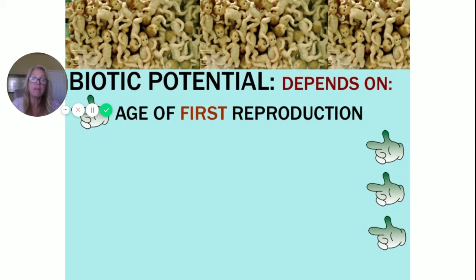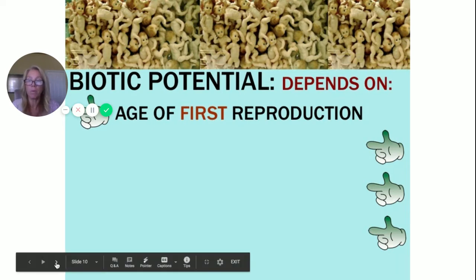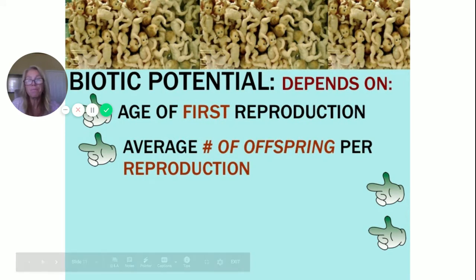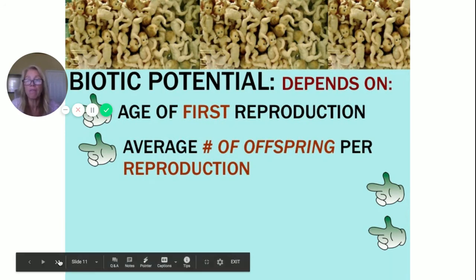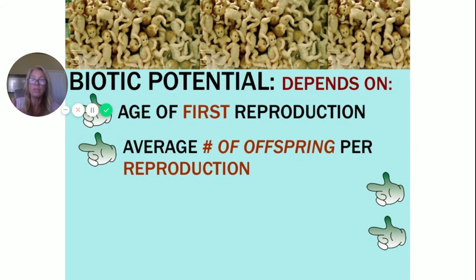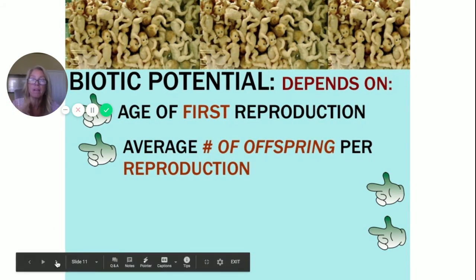Now, technically, by the time you go through puberty at whatever age that is, 12, 13, 14, you could start making more offspring, right? Some organisms, butterflies, literally they're coming out of the cocoon and they immediately start reproducing. So when is the first time you reproduce? At what age? This is how you determine biotic potential. Number 2, the average number of offspring per reproduction. So when do you start and how many do you make?